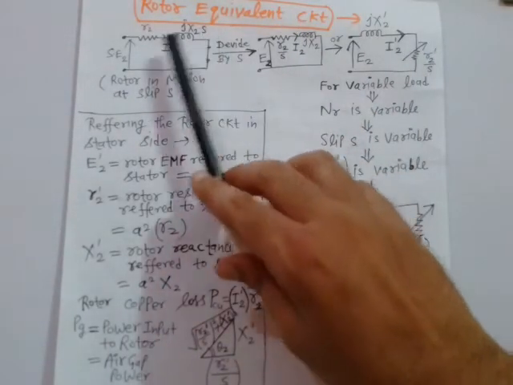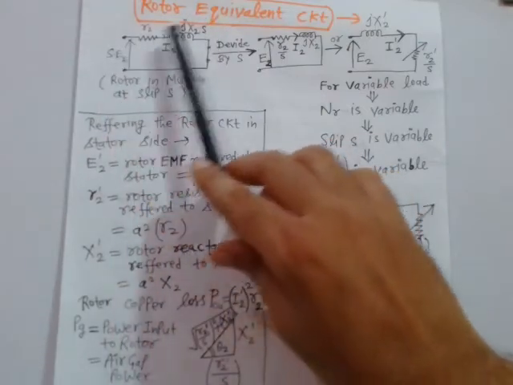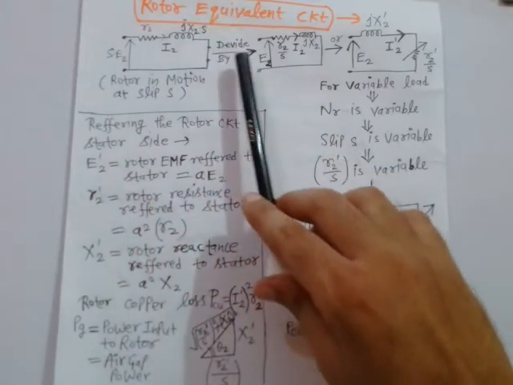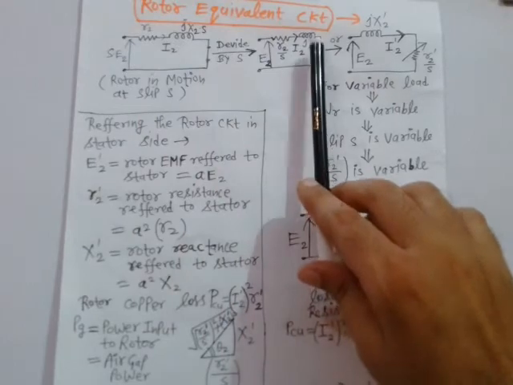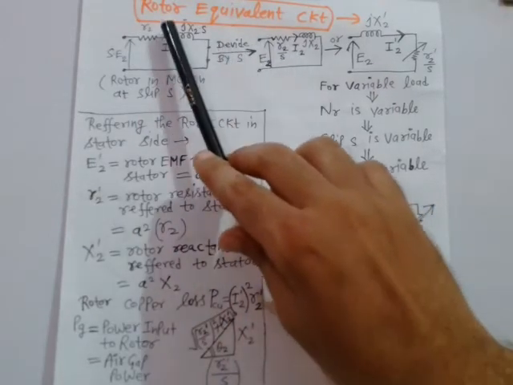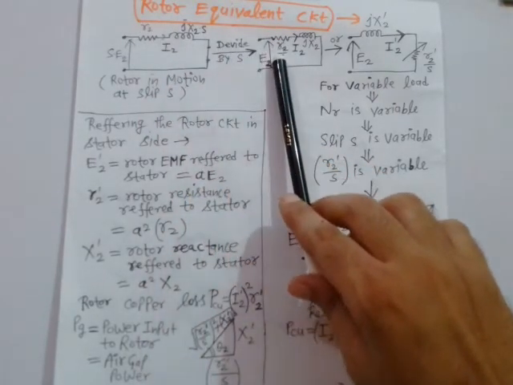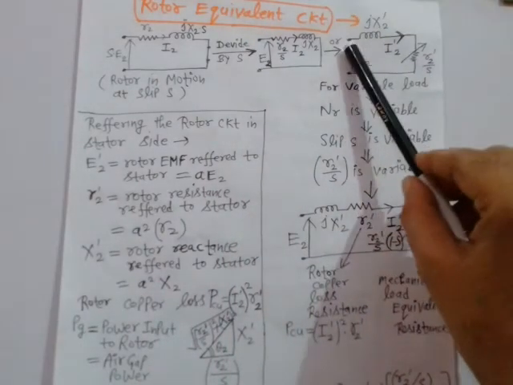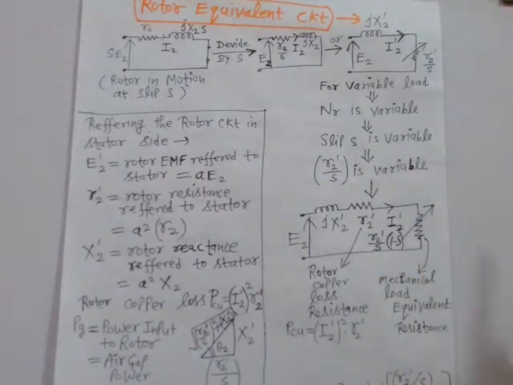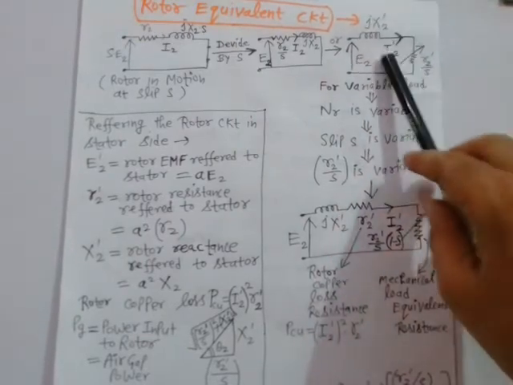Now, if you divide by S here and here, then this will be E2 and here it will be j times X2. I2 is the rotor current, and R2 when you divide by S becomes R2 by S. Now further, in order to make the equivalent circuit referred to the stator side, you will have to refer these rotor side quantities, right?